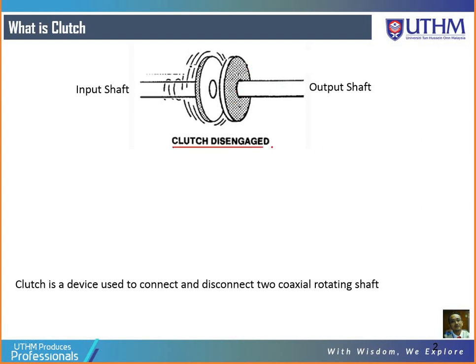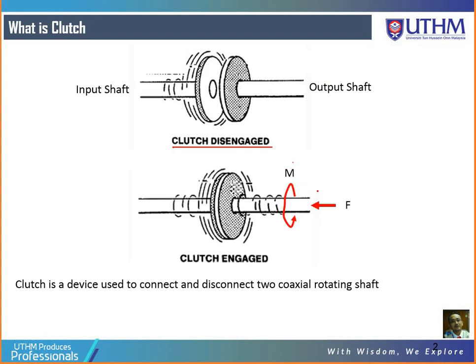In this situation, when the disc is disengaged, there is no rotation that could be transferred from the input shaft to the output shaft. However, when we apply force from either the output shaft or the input shaft, let's say in this case we apply a force from the output shaft towards the input shaft, both discs will engage, meaning that the clutch is in engaged mode.